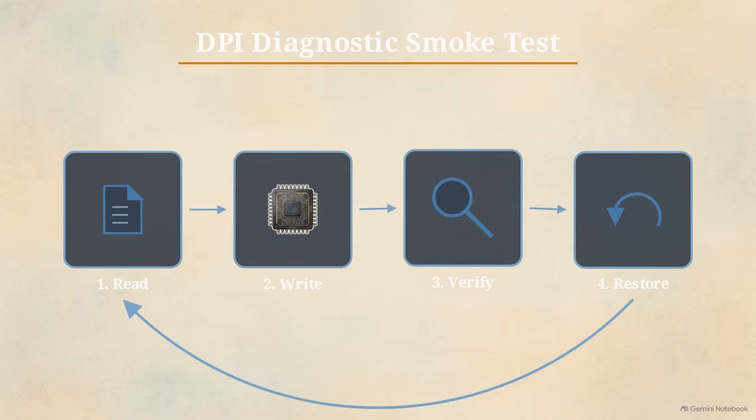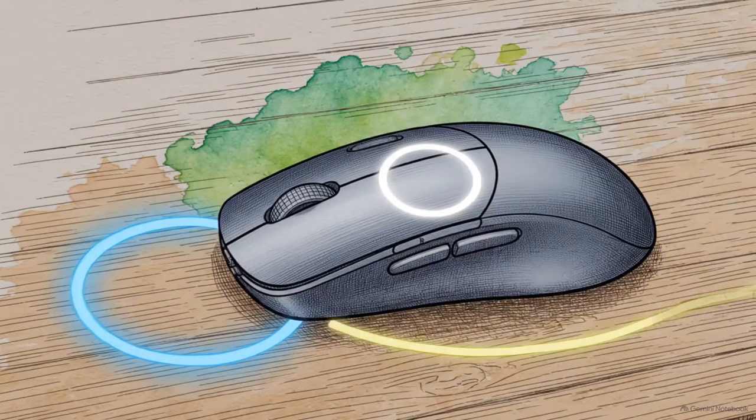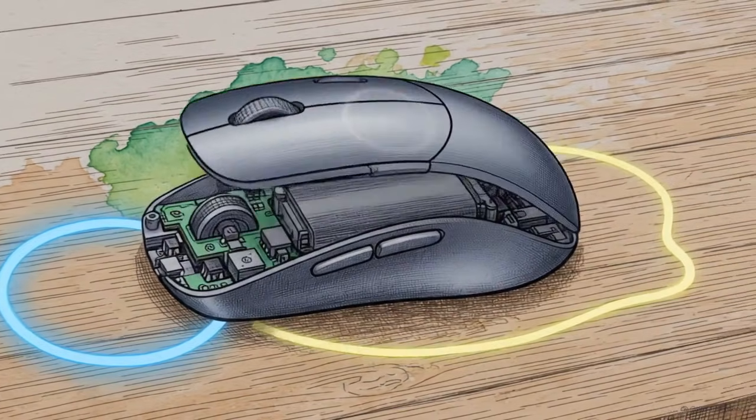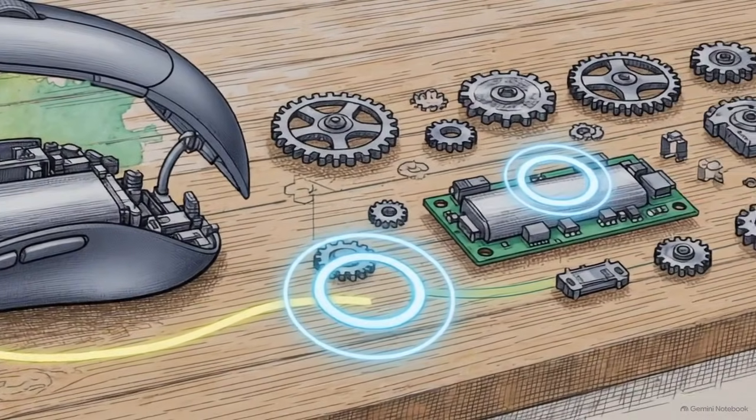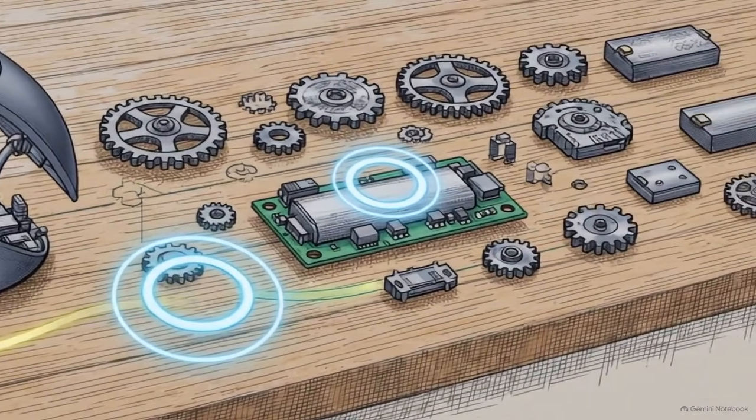It runs an automated 4-step loop. It reads your current setting, writes a temporary test value directly to the hardware, reads it back to confirm the write was successful, and then restores your original state. Completing this terminal test without errors confirms you have established unbroken bidirectional communication from your operating system down to the physical memory of the mouse.